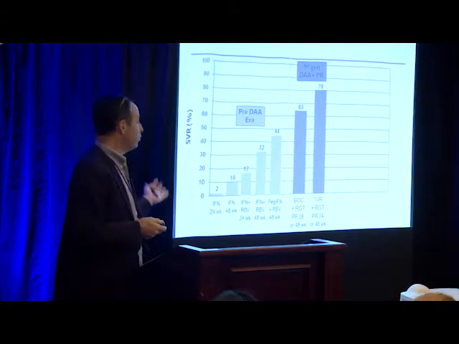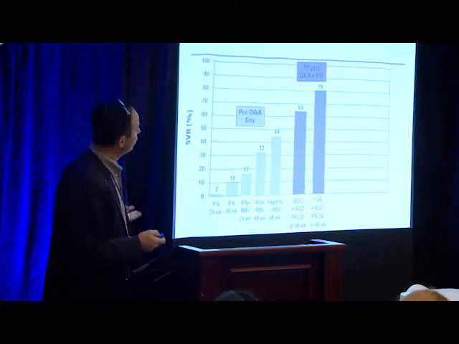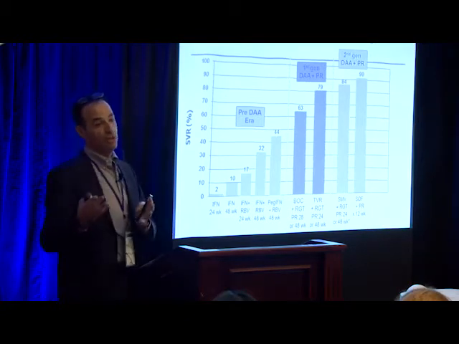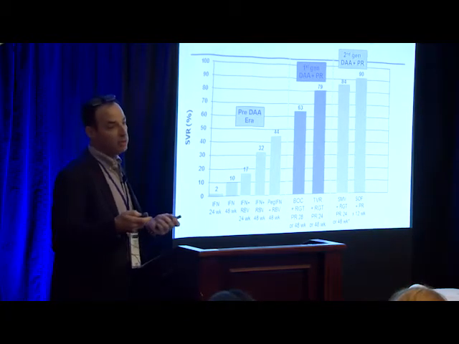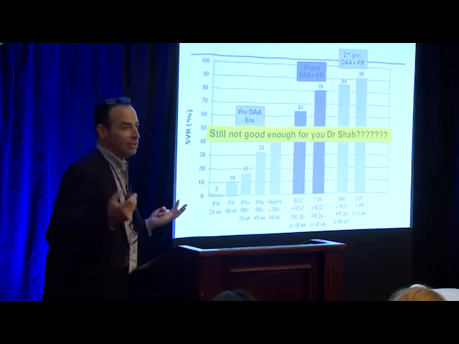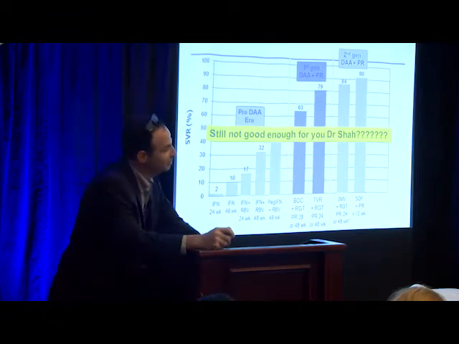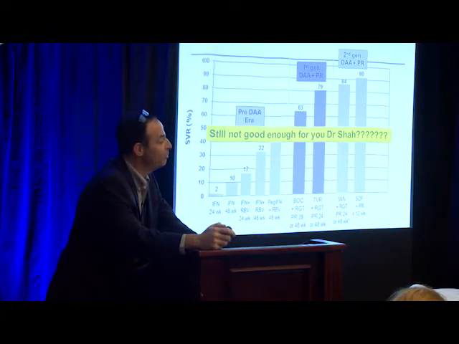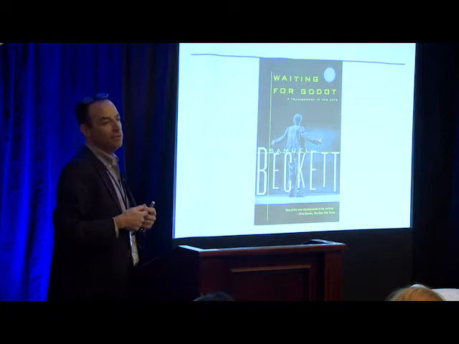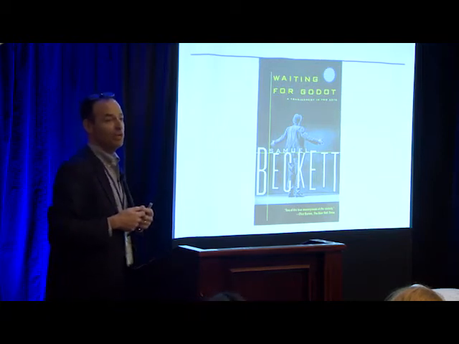So we've gone from the pre-DA era to the first generation DA era, and now we have the first generation DA still used in combination with PEG and RIBA, but Dr. Shah doesn't think it's good enough. Dr. Shah wants 100%. Dr. Shah, perfect is the enemy of the good. So, Dr. Shah is waiting for Godot.